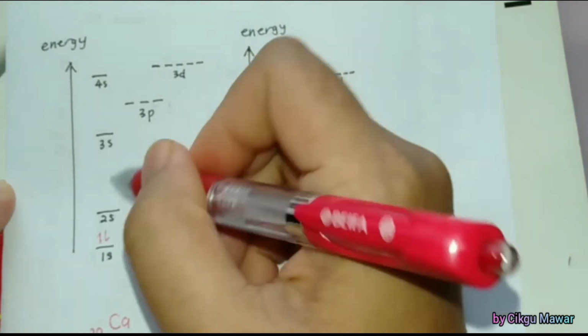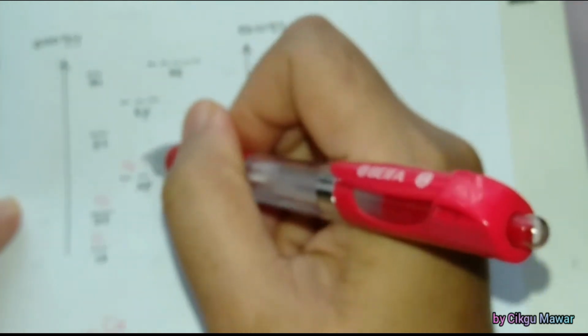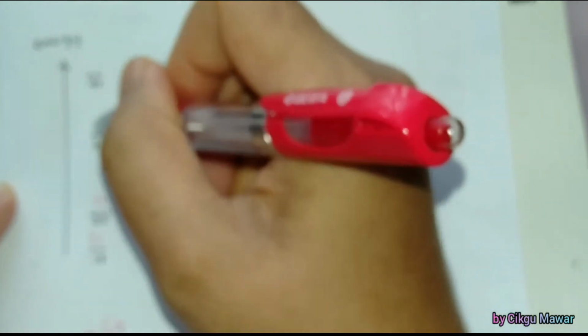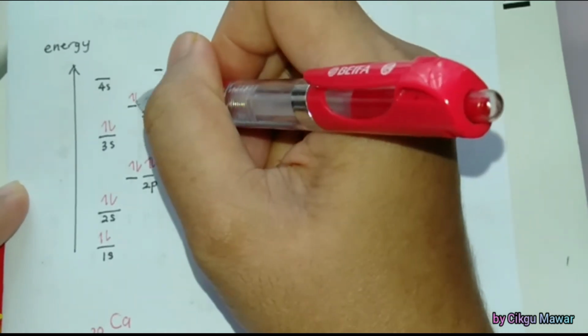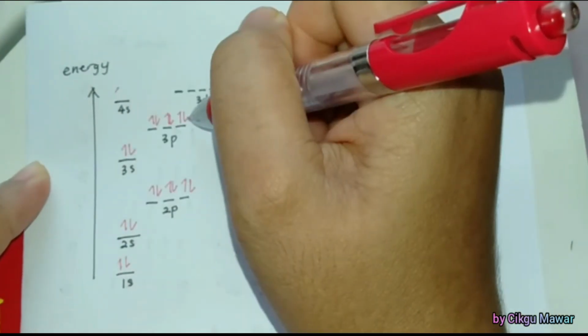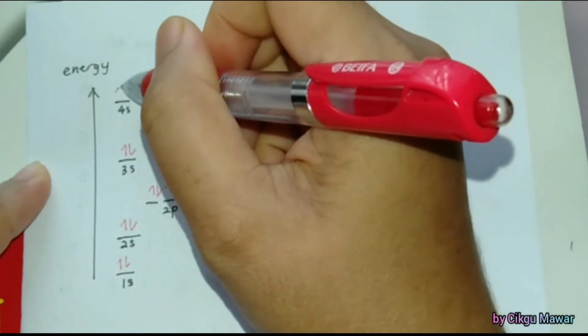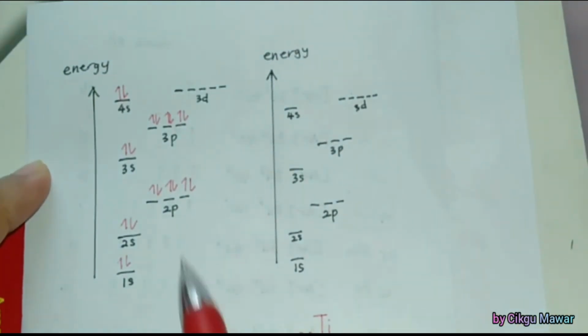Followed by energy level: 1, 2, 3, 4, 5, 6, 7, 8, 9, 10, 11, 12, 13, 14, 15, 16, 17, and 18. So this is the 18, and then 19 and 20.